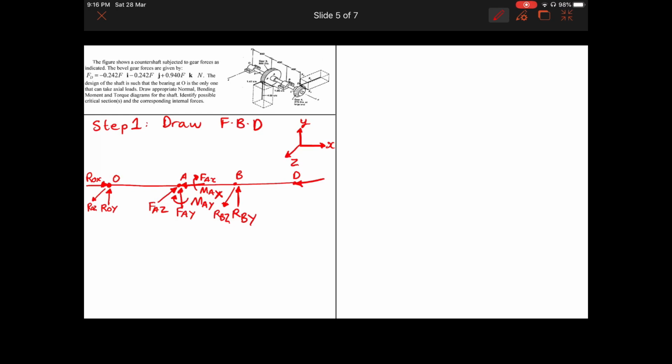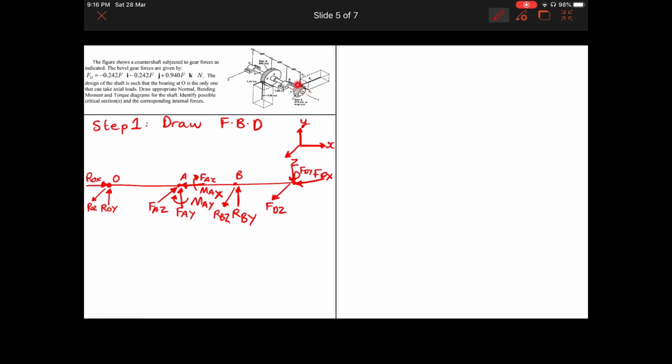So Fdx, Fdy, and we have Fdz, which is positive. Now again, this is applied at a location away from the shaft. So we can have two moments at least.